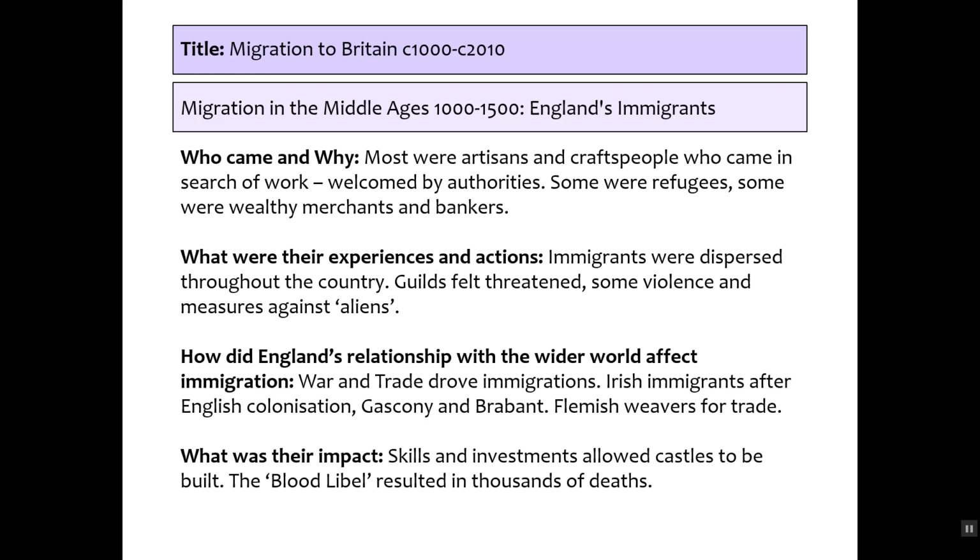War and trade drove immigration. Irish immigrants, for example, were forced to come to Britain because of English colonisation. The same with Gascony and Brabant. And of course, you've got people like the Flemish weavers who came for trade. Flemish migrants had huge amounts of influence over Britain. They came from modern Belgium and the Netherlands, and they were responsible for skilled cloth making. Initially, up until the 1330s, they were incredibly well received. However, after 1330, there was hostility towards them as they were given special privileges by the king.